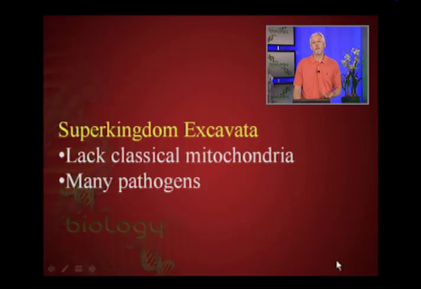So starting with the superkingdom Excavata then. What distinguishes them is that they lack classical mitochondria, the kind of mitochondria that we find in really all the rest of the eukaryotes. And many of these are pathogens because they are not very efficient at generating energy, so a lot of times they're intracellular pathogens of other organisms.